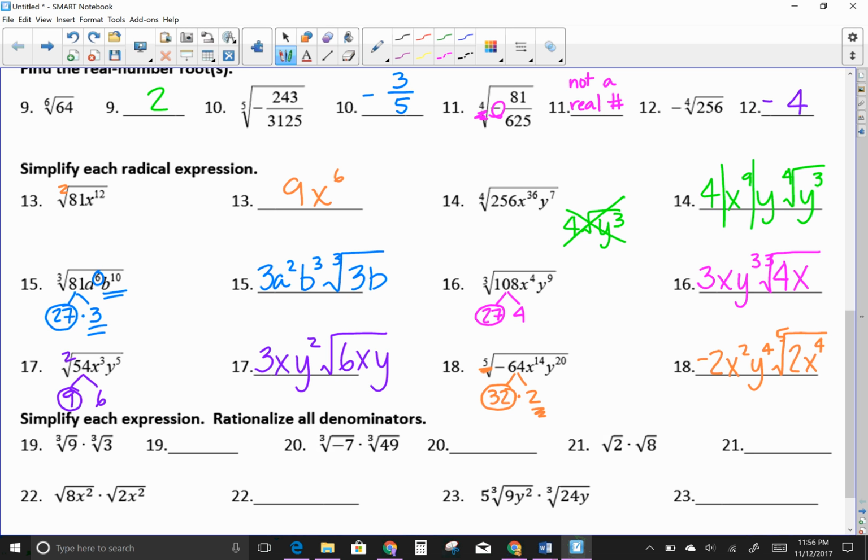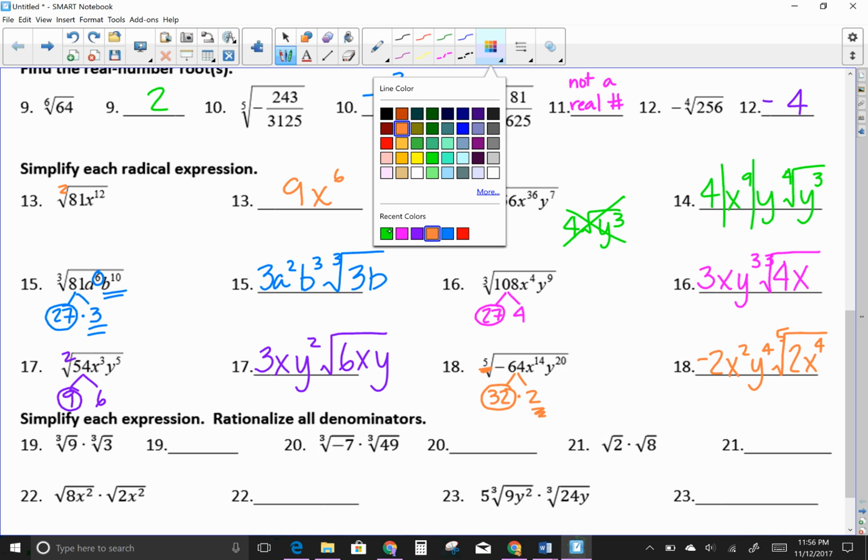Okay? One of the things to keep in mind, y'all, is whatever this number is, you can never have anything inside that's bigger because that would be able to go into it. So these numbers inside, the exponents inside, always have to be smaller than your radical for it to be completely simplified. That's not what I wanted to do.